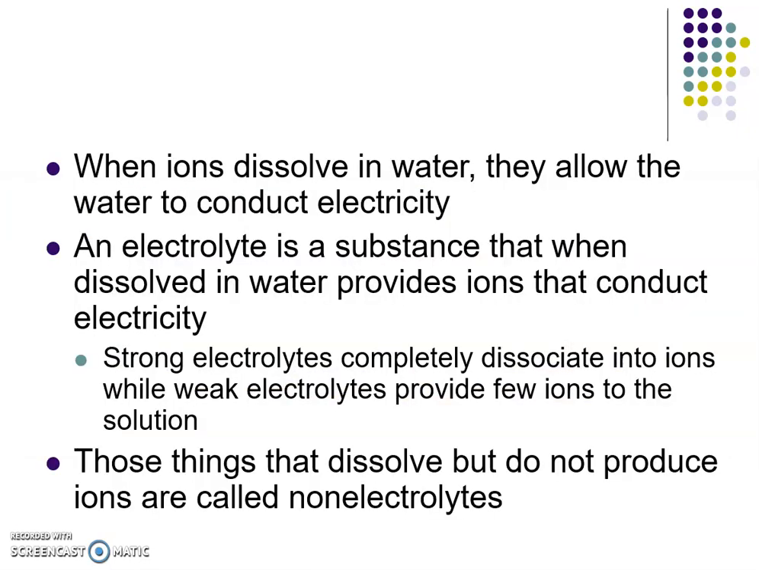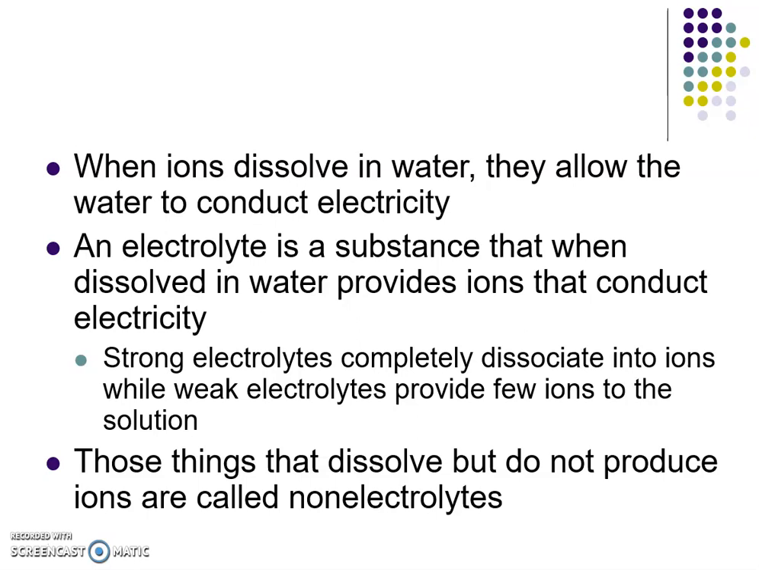When ions dissolve in water, ions are charged particles, either positive or negative. They will allow the water to conduct electricity. Pure water does not conduct electricity. So why do they have you get out of a pool in the summer if there's lightning storms in the area? That's because there's dissolved things in the water.